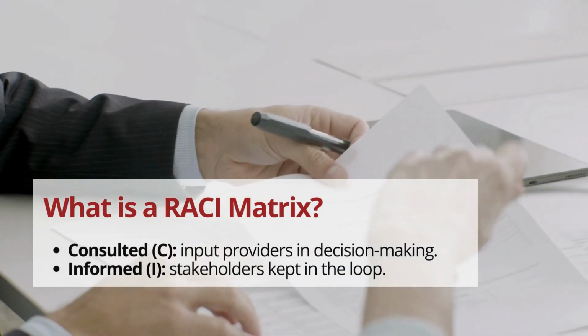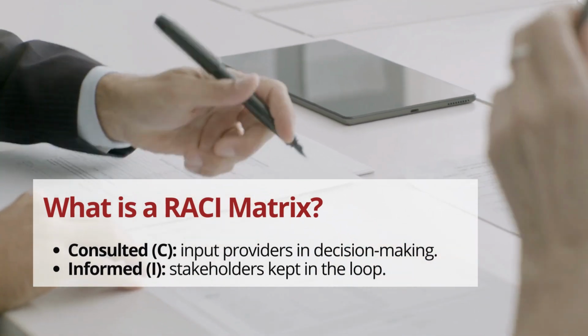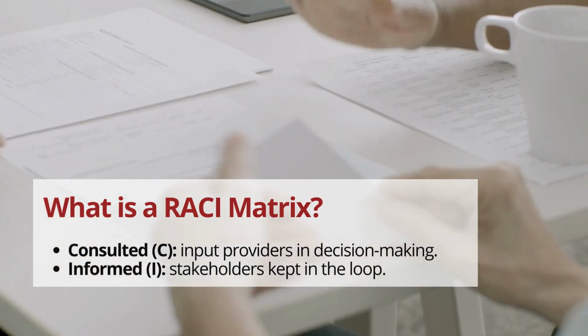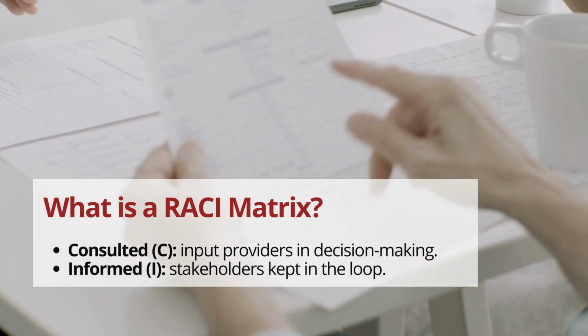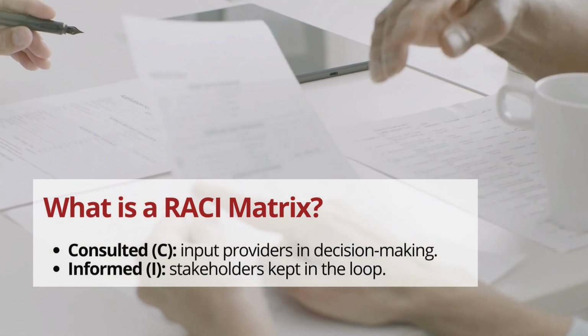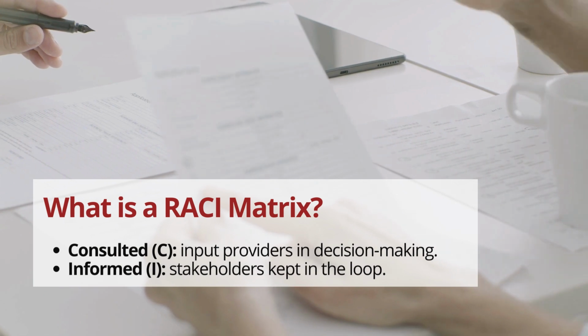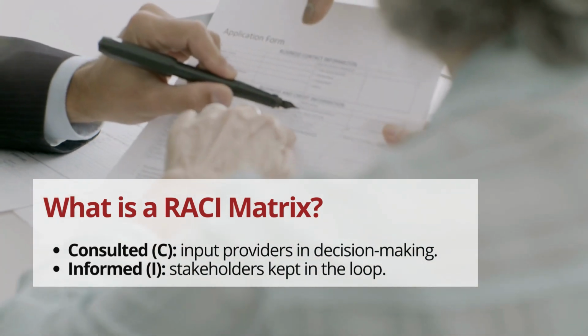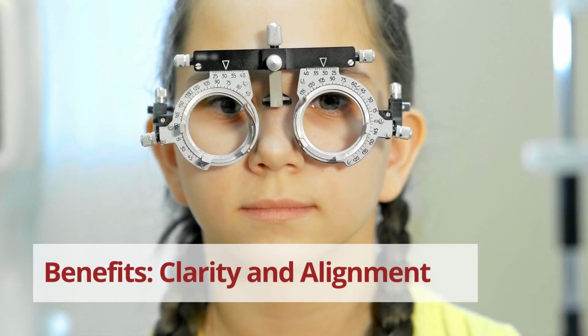Consulted, C. These are individuals or groups who need to provide input, expertise, or feedback before a task can be completed. They are actively engaged in the decision-making process. Informed, I. These are the stakeholders who need to be kept informed about the progress or outcome of a task or decision, but are not directly involved in its execution.